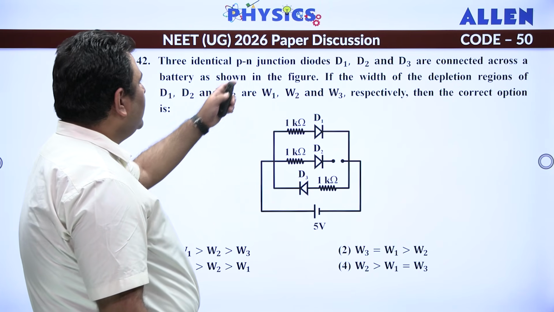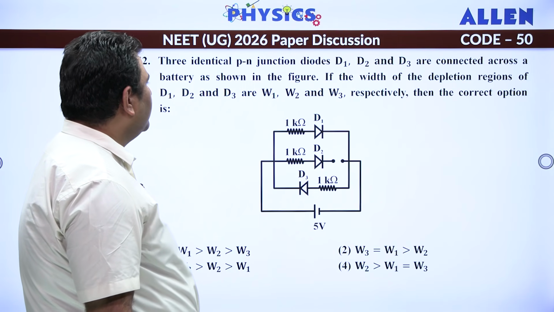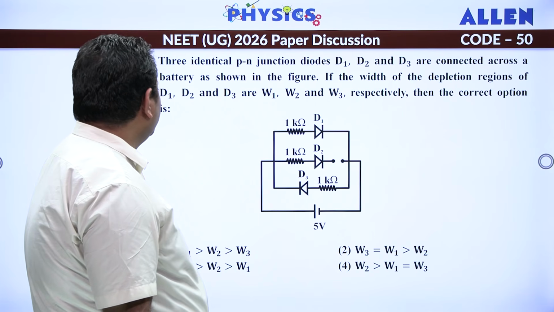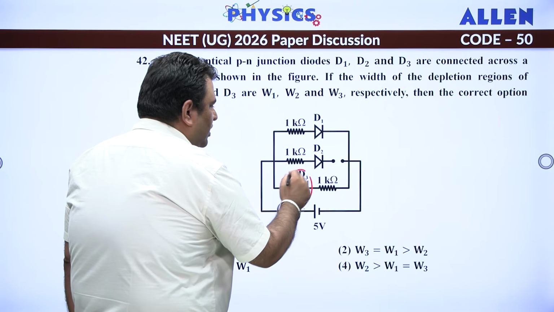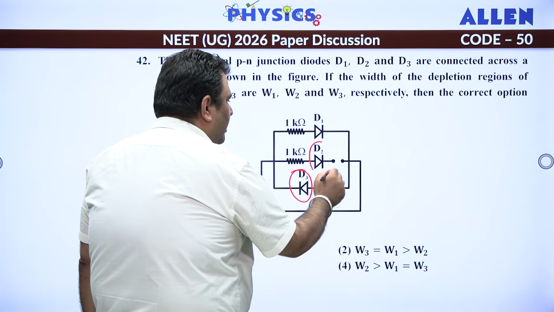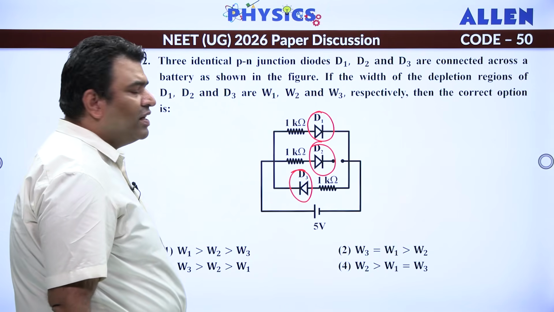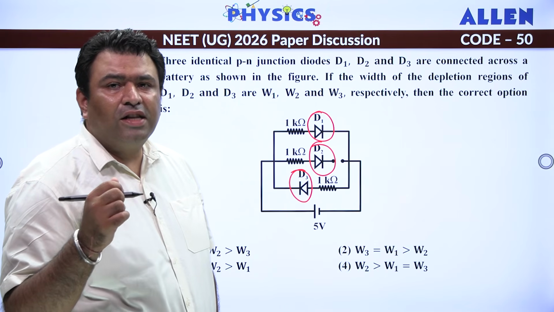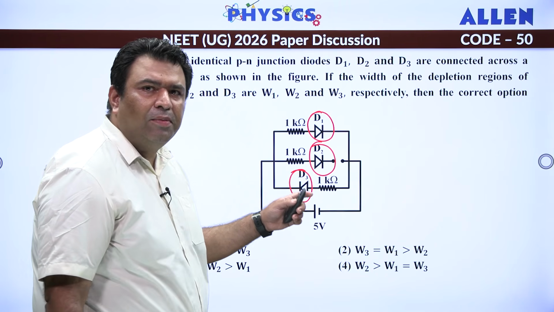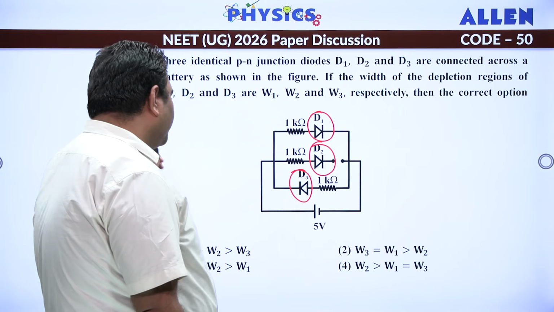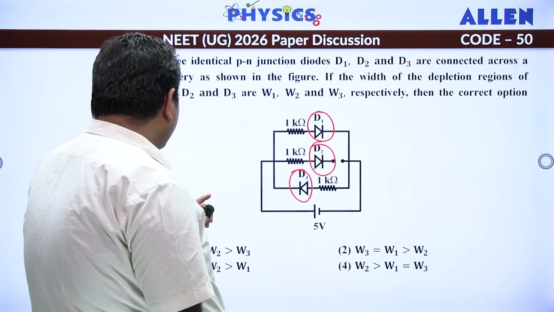So there are 3 diodes given in the question. If the width of the depletion region of D1, D2, D3 are W1, W2, W3, then what is the correct option? Now, this diode is connected in a reverse bias condition. This diode is an open circuit and this diode is in a forward bias condition, right? When it is in the reverse bias condition, the depletion region will be maximum. So W3 should be maximum. Which option gives us the maximum for this? Third option, and only the third option.